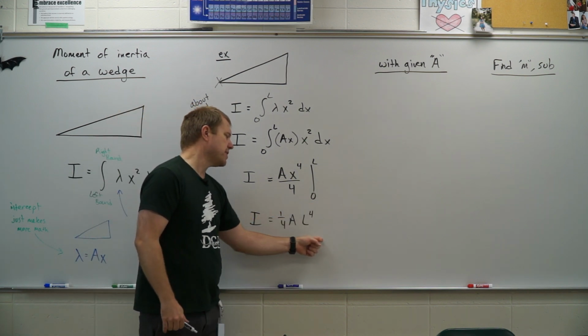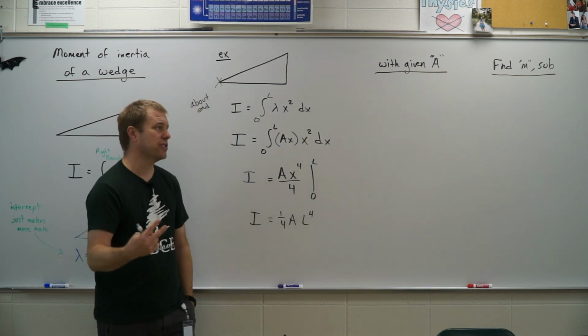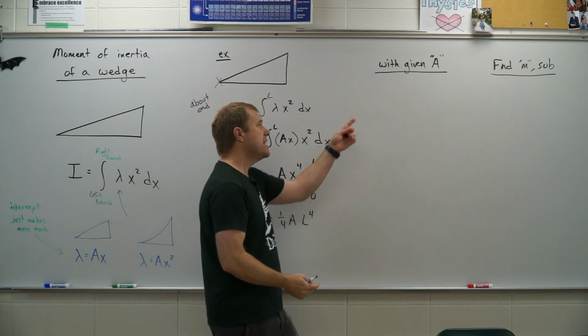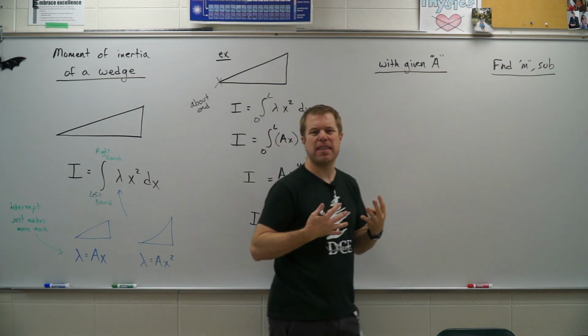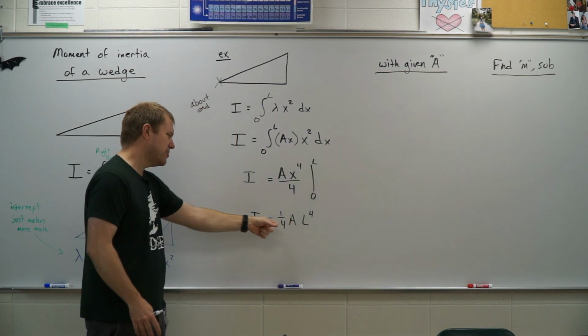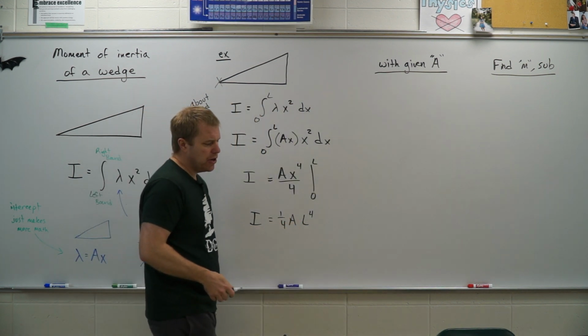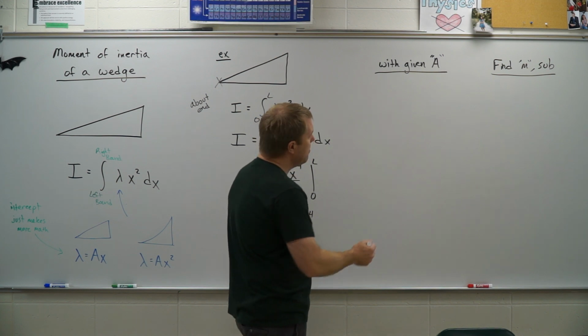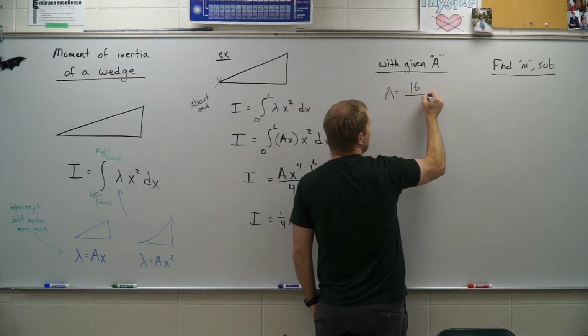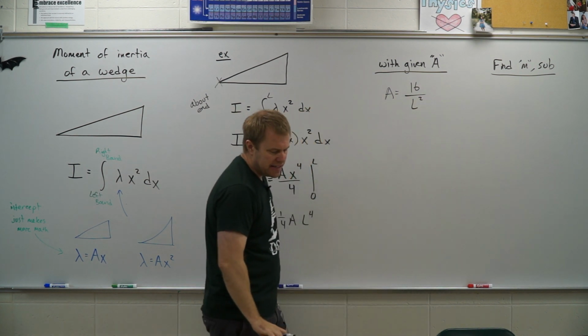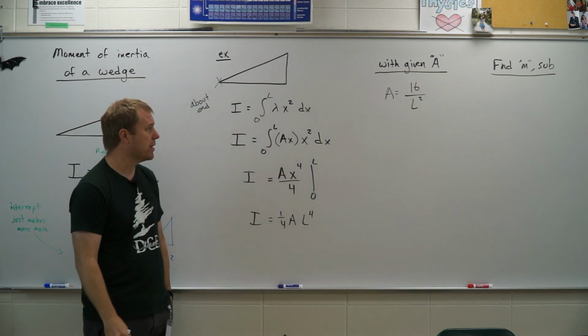So this is where we're going to start. Now there are two directions they can take us from here for a question. They can give us an a value, or they can have us deal with an m, and they want it in terms of m, not in terms of this slope. So let's pick an a value. I'm going to say they give me an a value of something like 16 over L squared. That's the example that I found that we're going to do.